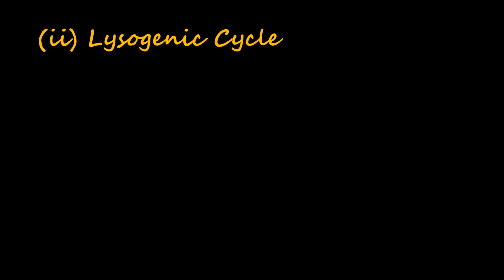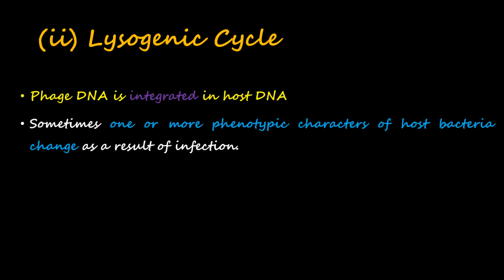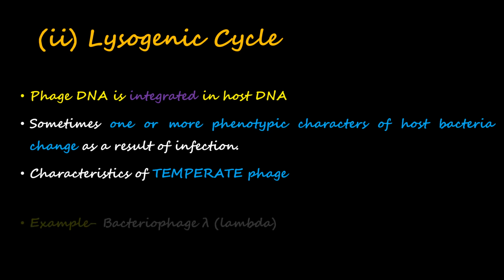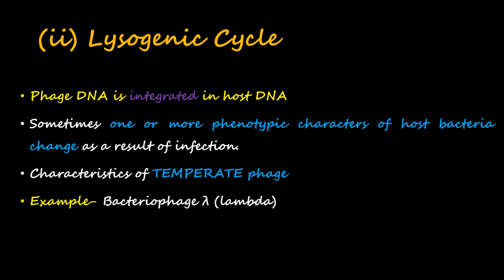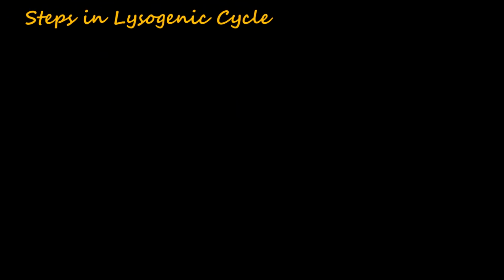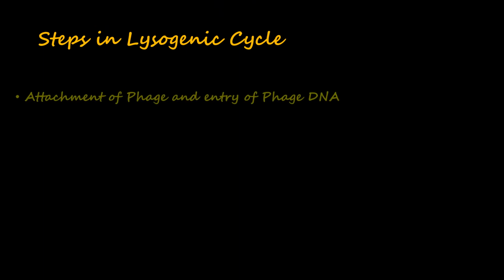Next is lysogenic cycle. Phage DNA is integrated in host DNA. Sometimes one or more phenotypic characters of host bacteria change as a result of infection. This cycle is characteristic of temperate phage, for example, bacteriophage lambda. Let's see what happens in lysogenic cycle.